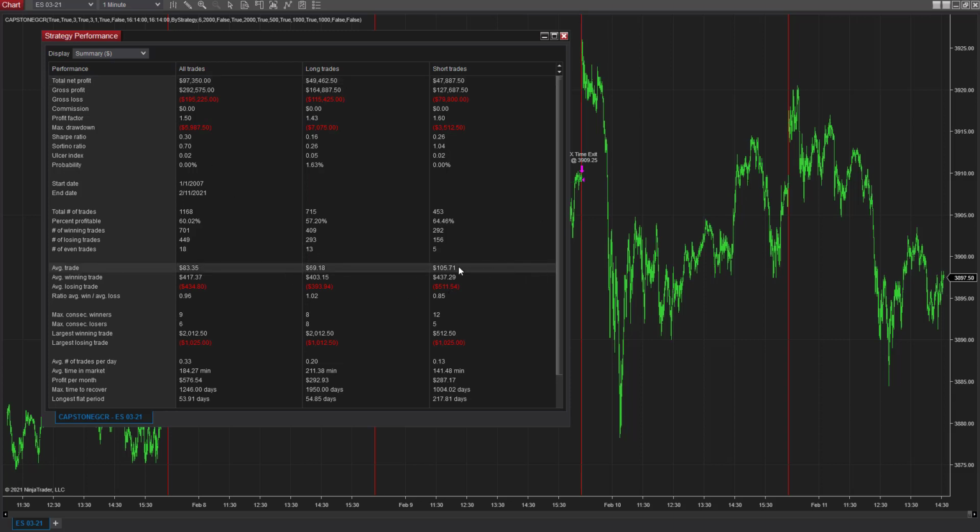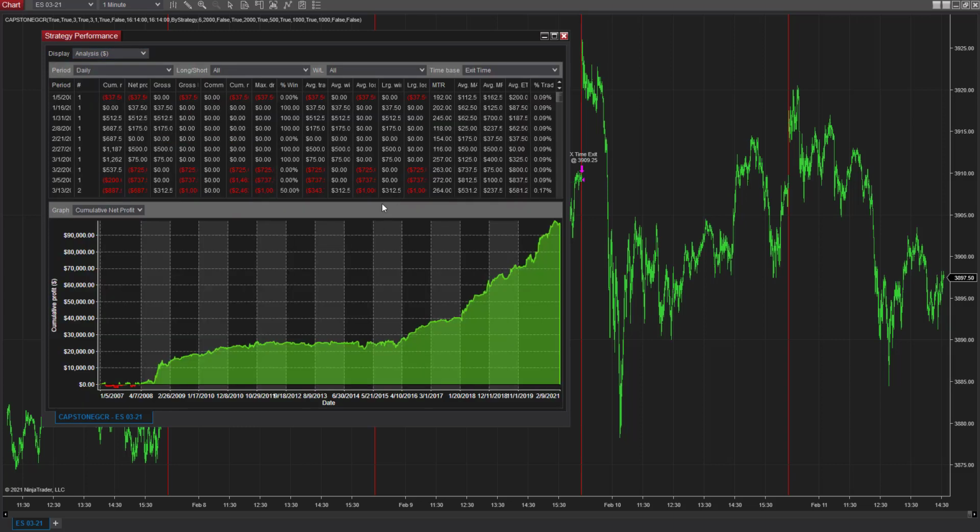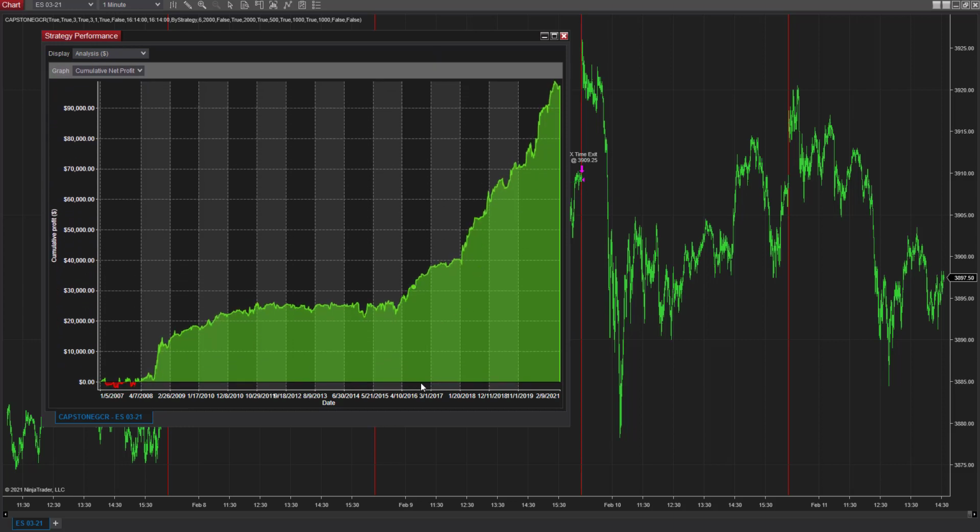Higher average trade profit on the short side than the long side, less trades on the short than the long. And let's look at the equity curve. Here is the equity curve. You can see an acceleration in the equity curve from about 2016 forward, which means the average trade profit is higher as well during the time period from 2016 until now.